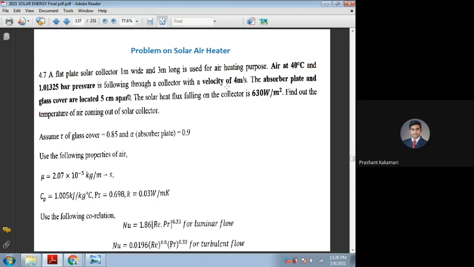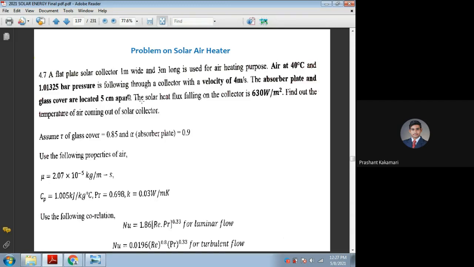The absorber plate and glass cover are located 5 centimeter apart. Now by this one can understand between glass cover and absorber plate, air is flowing where the air is heated in the duct. And the distance between will give us the height of the duct. Height of the duct is 5 centimeters. Length of the duct is 3 meters. Width of the duct is 1 meter. Are you getting the point? For cross section, I can use width and height. For characteristic length, I can go by 3 meters long, like that.